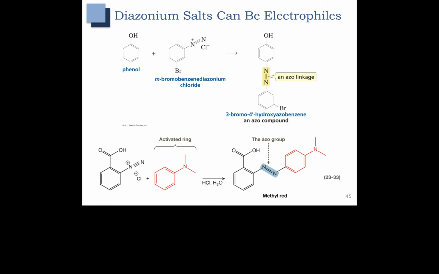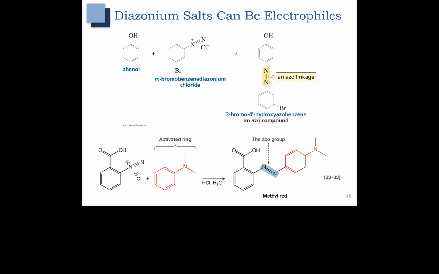And what's happening here is the alcohol is an electron-rich group, and so you have an electron-rich benzene ring. And the benzene ring is able to do electrophilic aromatic substitution with the diazonium salt. And you're ending up with an azo linkage.